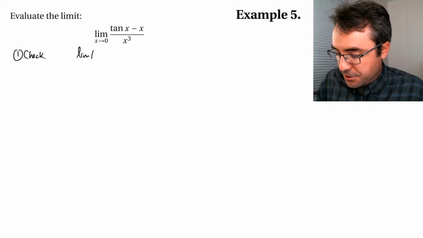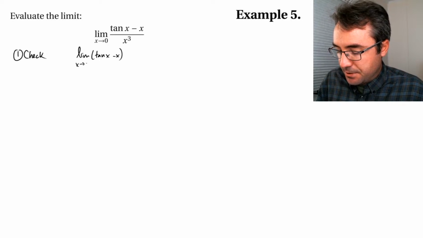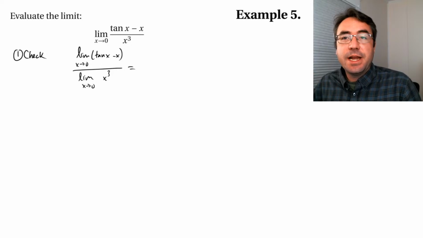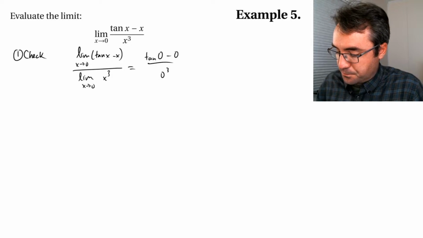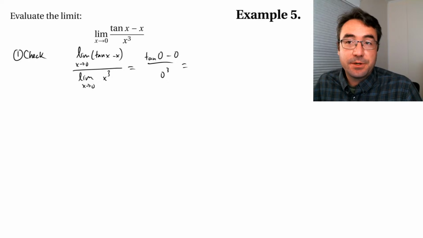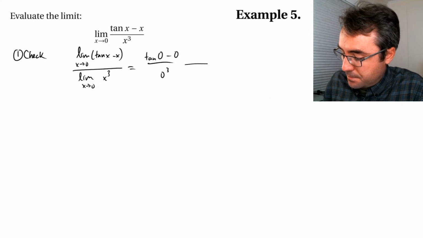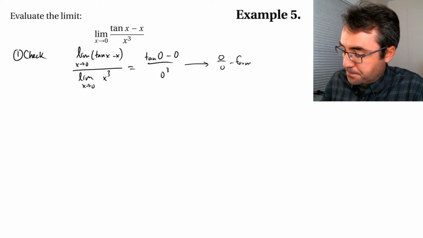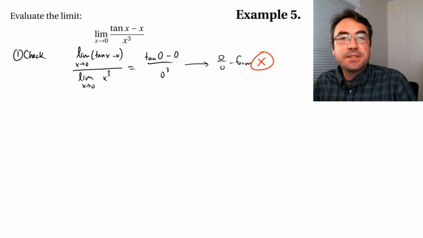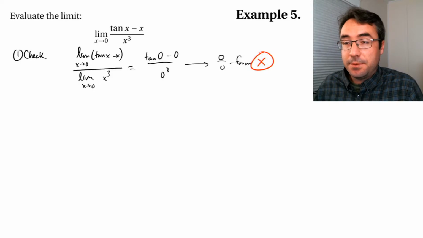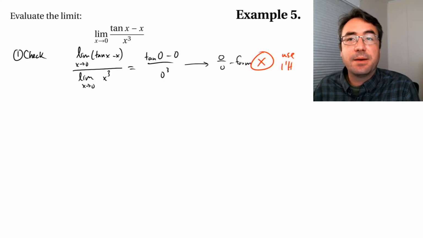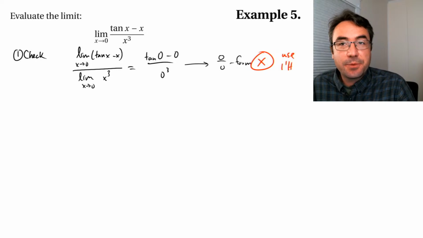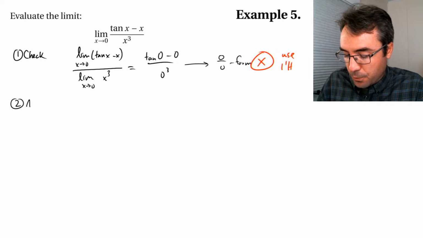So let's look at the limit of the top function, the limit of tangent x minus x as x goes to 0. Let's look at the limit of the bottom function, x cubed as x goes to 0. Tangent x, if we plug in, well, tangent of 0 is 0, so we end up with a 0 over 0 form. So that's not our answer, but it does give us a little bit of an idea of what we can do. We can use L'Hopital's Rule. So we can use the rule. So that's our next step. We've checked it. We see that it actually is an indeterminate form. So the next step is to apply the rule.